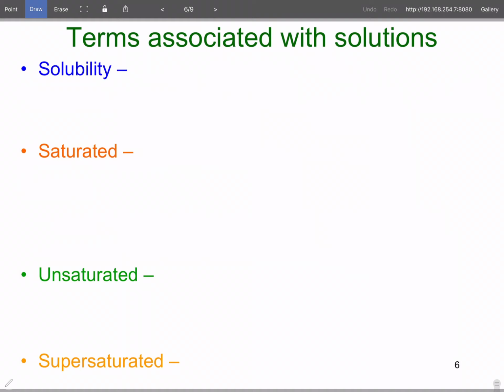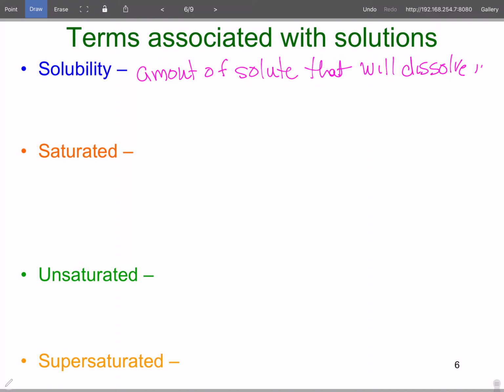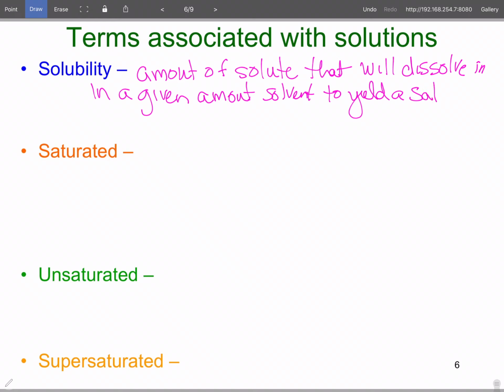There are several terms that you need to know. First one is solubility, which is the amount of a solute that will dissolve in a given amount of solvent to yield a saturated solution. Solution is abbreviated SOLN.